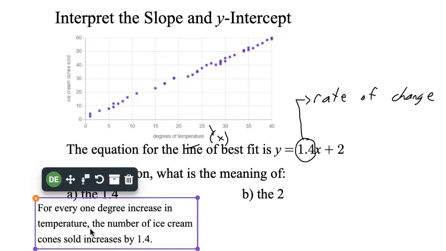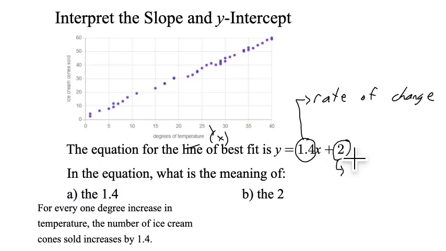Now we can use this sentence as kind of a template for interpreting the slope of the line of best fit. So in other words, for every 1 unit increase in the x variable, the y variable increases by the slope. Now the 2, that's the y-intercept, but it also represents a beginning point. So the y-intercept happens when x equals 0. So in this case, that would be when the temperature is 0 degrees. So this 2 means that we sell 2 ice cream cones when the temperature is 0 degrees.